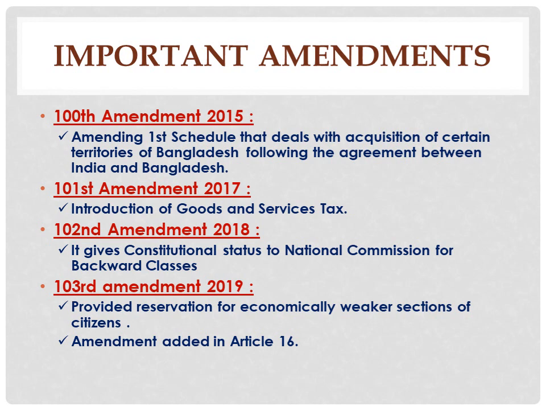102nd Amendment made in 2018. It gives constitutional status to the National Commission for Backward Classes. The next one is the 103rd Amendment which was made in 2019. As per this amendment, it provided reservation for economically weaker sections of citizens. And this amendment added to Article 16.